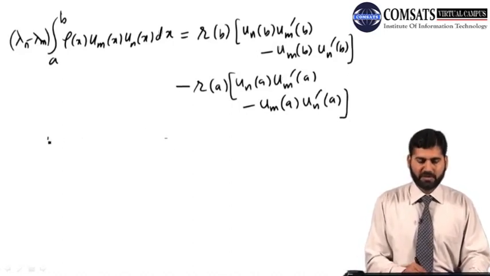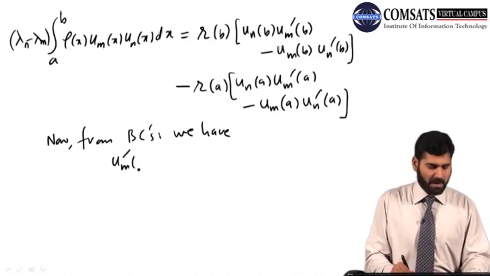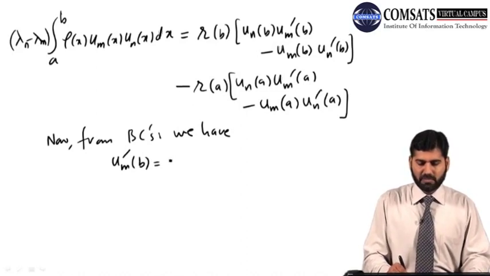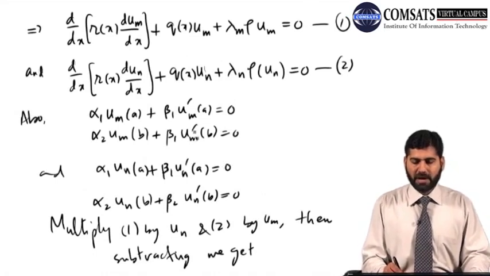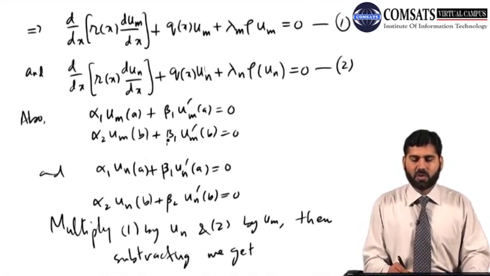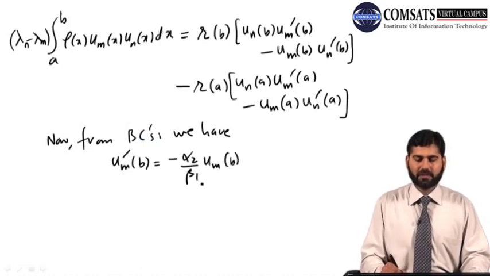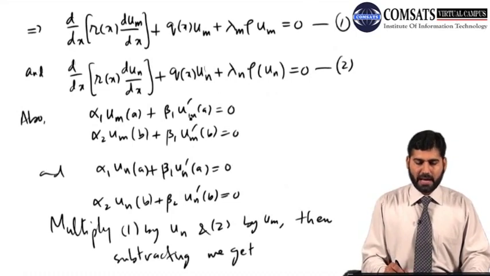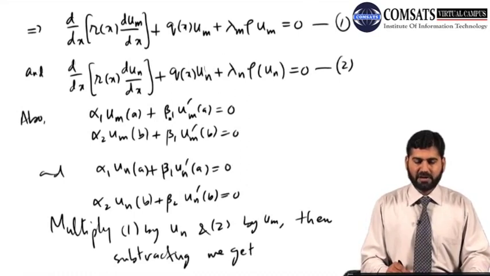All right. Now from boundary conditions, we have um prime of b is equal to minus, if you go back here, you see um prime of b is minus alpha 2 by beta 2 um(b). Similarly, um prime of a is minus alpha 1 by beta 1 um(a).